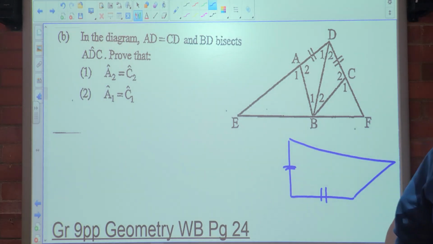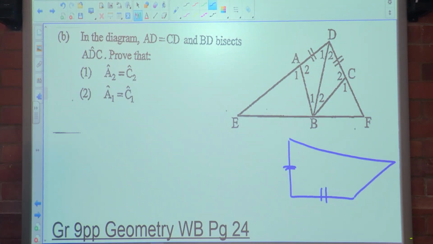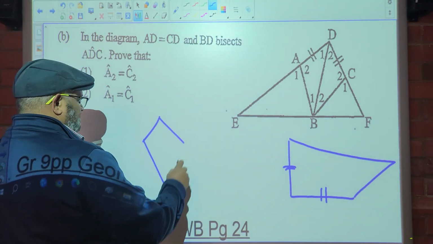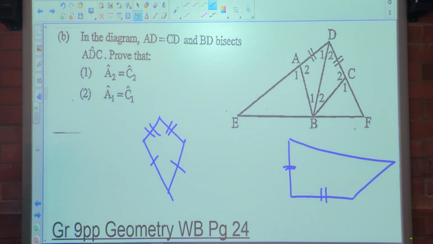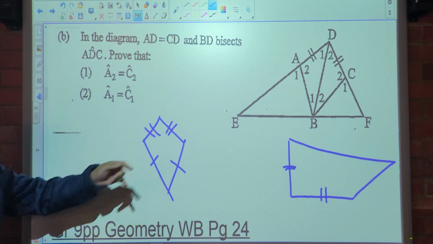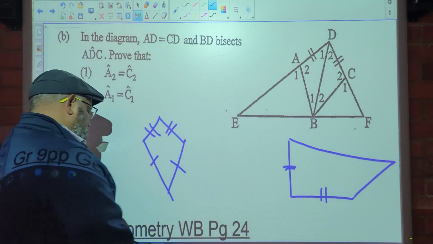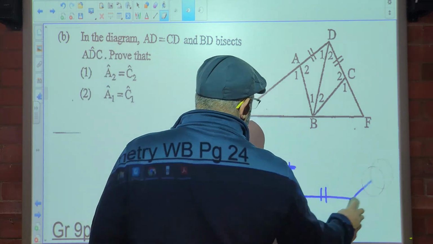Is that the kite? No. It's not sufficient for us to prove it's a kite. For us to prove it's a kite is either two pairs of opposite angles equal, or two pairs of adjacent sides equal. That could be a kite. You understand? So it's not enough to prove it's a kite. You can't say it looks equal. No.